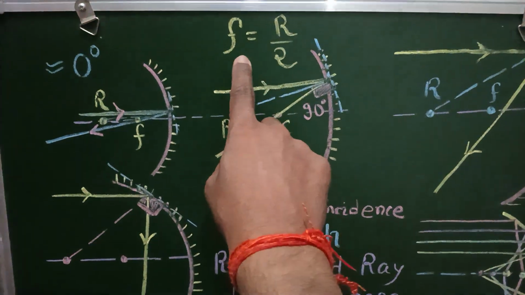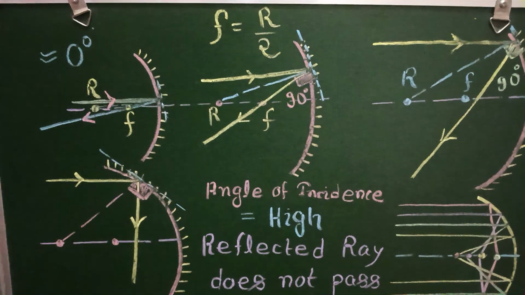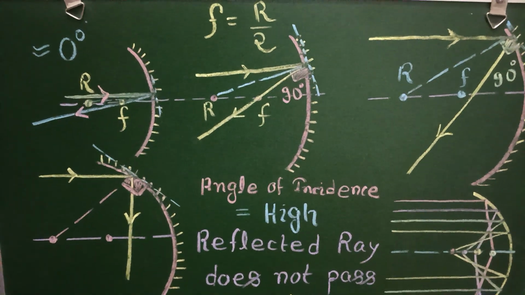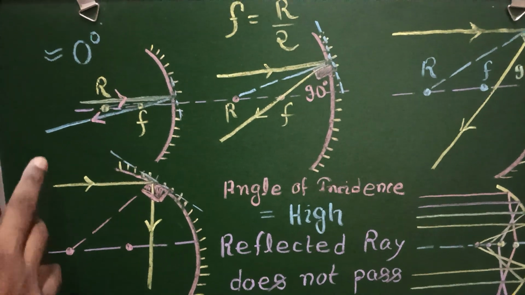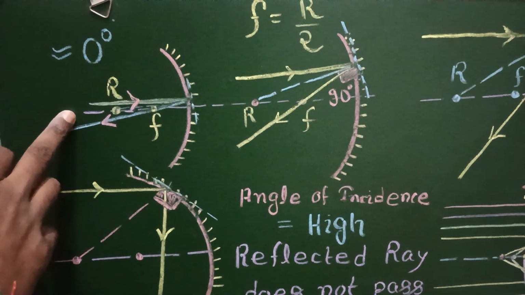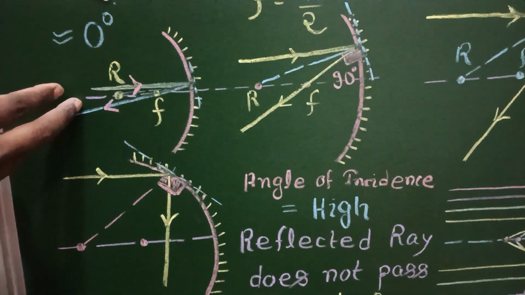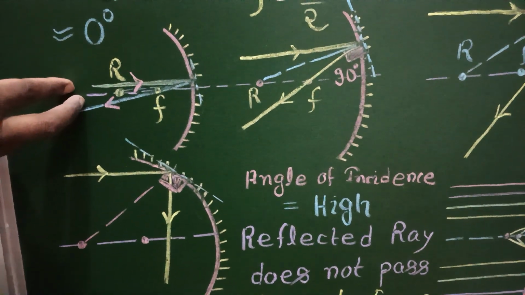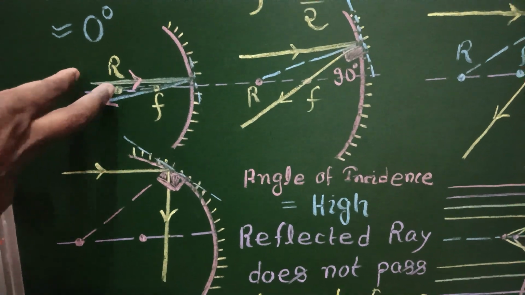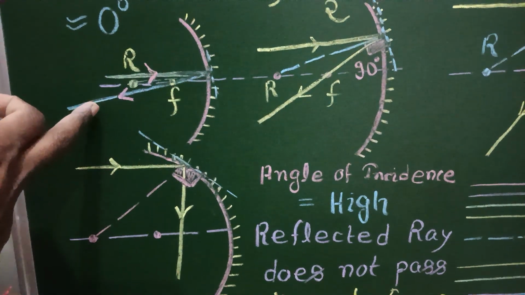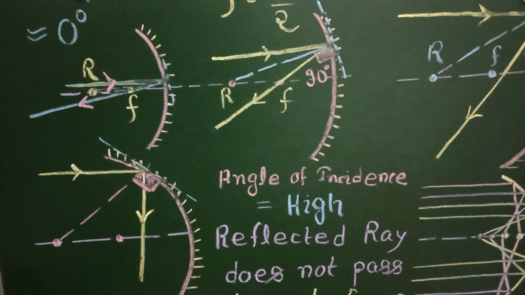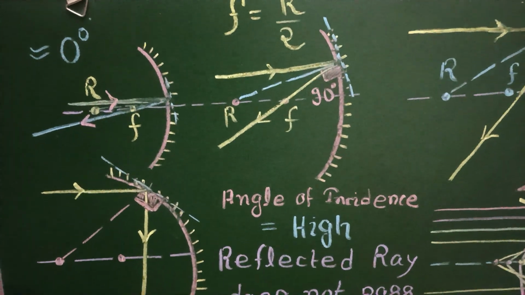When we try to prove this formula mathematically, we use the assumption that theta is almost 0, and we can see here that this assumption is valid when we take a ray very close to the axis and theta is almost 0 degrees, so it passes through the focus. But what happens when we increase the angle?